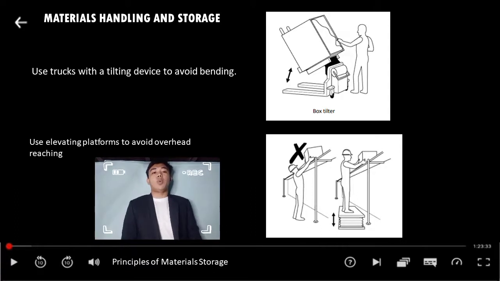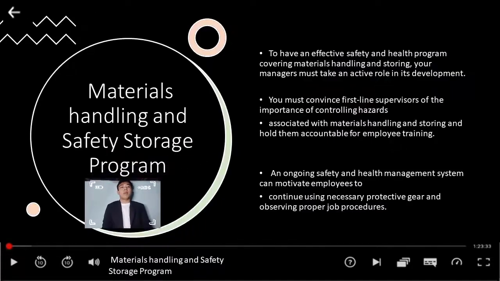So instead of doing some tasks manually, why not make it more convenient for you, easier and faster to finish your work by using some materials or equipment that can really help you inside the material storage or inside the house storage, like those trucks with the tilting devices, or use elevating platforms to avoid overhead reaching. Now let's talk about the materials handling and safety storage program.